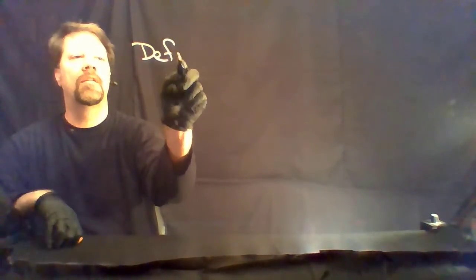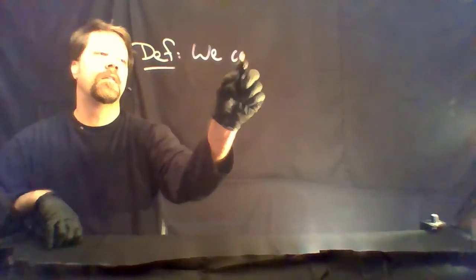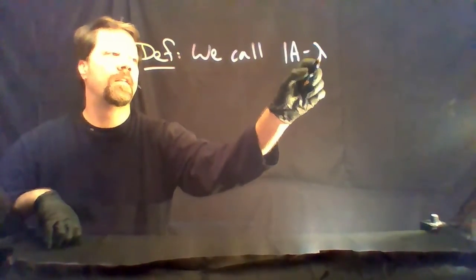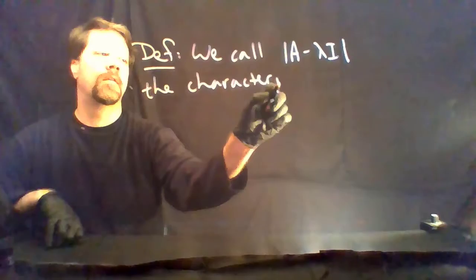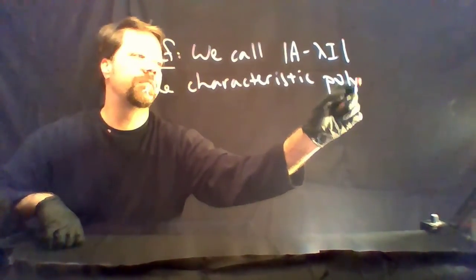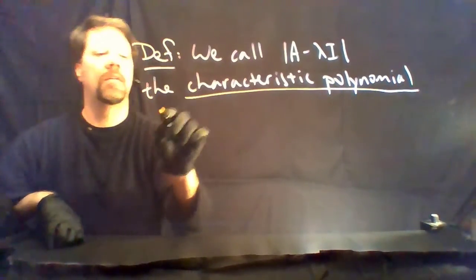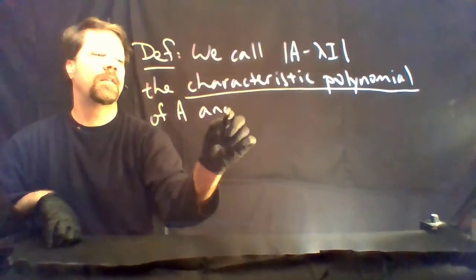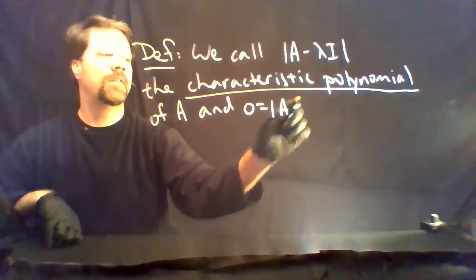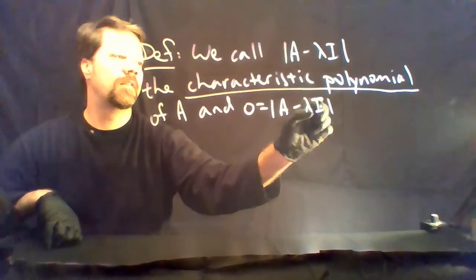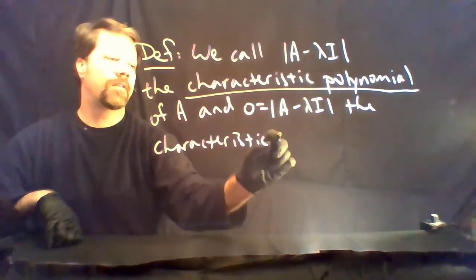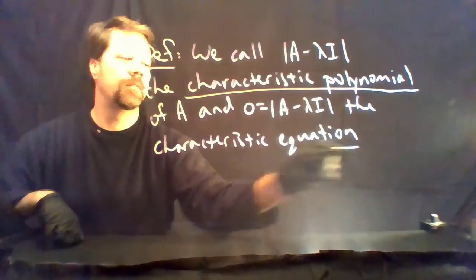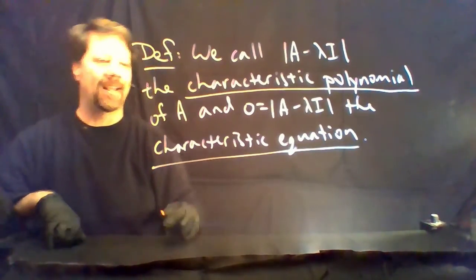To better develop our theory, we'll need some terminology. We call this the characteristic polynomial of A, and 0 equals the determinant of A minus lambda I, the characteristic equation for A.